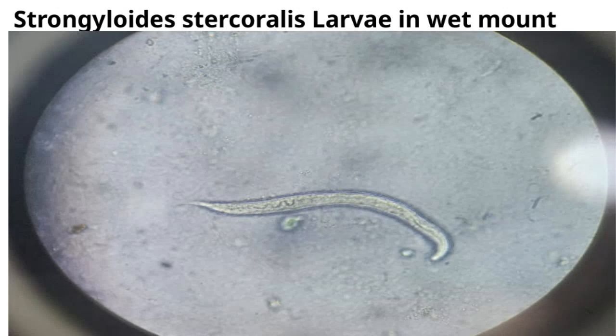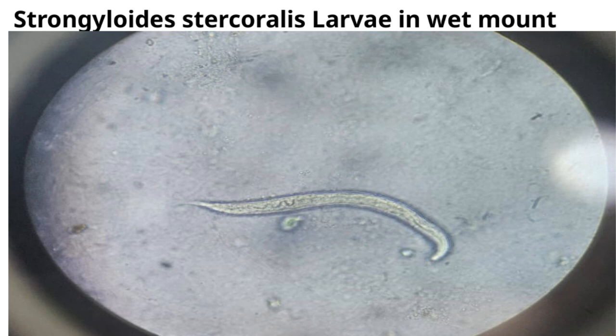Today, I want to focus on identifying Strongyloides stercoralis larvae in a wet mount. As you can see, examining a wet mount is a crucial step in diagnosing infections caused by this parasite. When you observe the slide, look for the characteristic larvae, which are typically small, slender, and have a straight or slightly curved body. One of the most important features to note is the size and shape of these larvae.